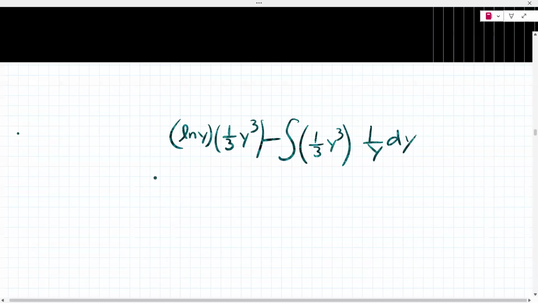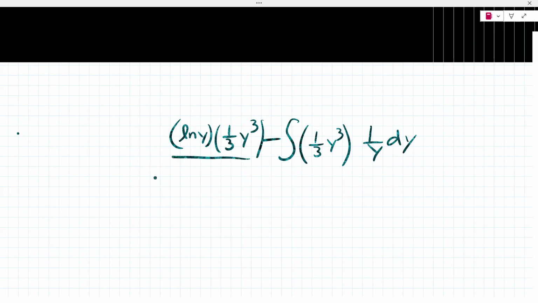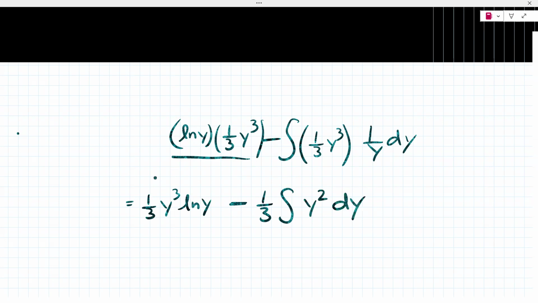Okay, and I guess if you clean this up over here, you could put that 1/3 first, so that it would be 1/3 y cubed ln of y minus... over here, I guess you can simplify this. This 1/3 is a constant, so you put that in front. And then what's y cubed times 1 over y? It's just y squared dy. Okay.